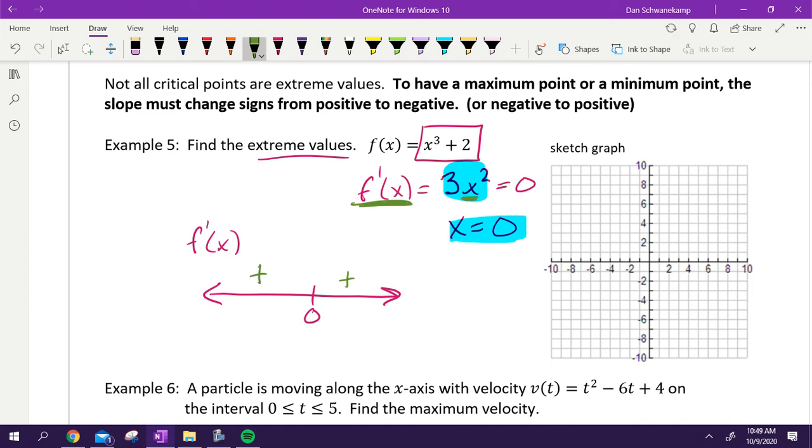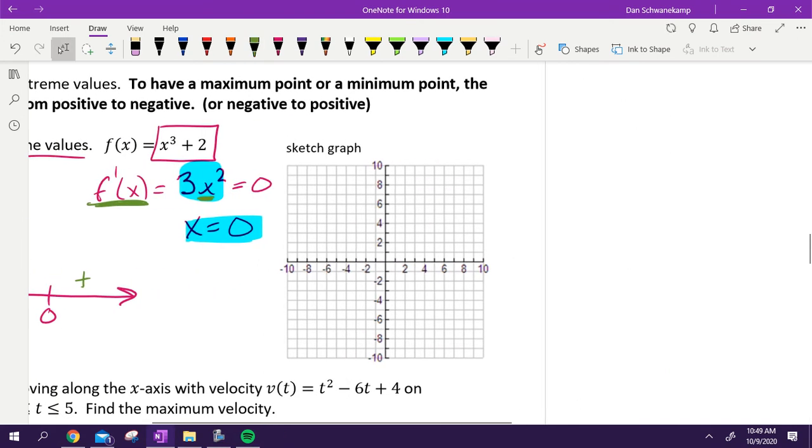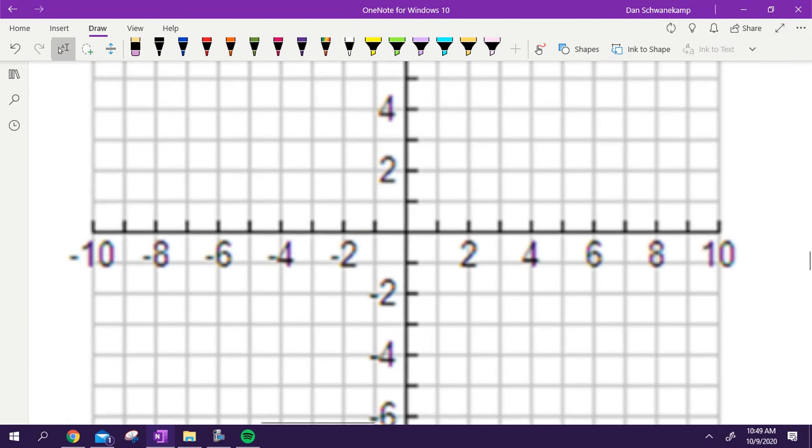Show me with your arms. What does x cubed look like? X cubed. You guys all just showed me x squared. It's not a parabola. That's x squared. X cubed is this guy. The plus 2 moves me up 2. So I'm going to try to draw this accurately. I'm going to zoom in. Maybe. Nope. There we go. Up 2 because of that plus 2, and then it's this.